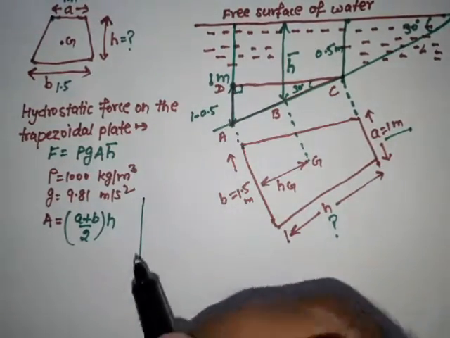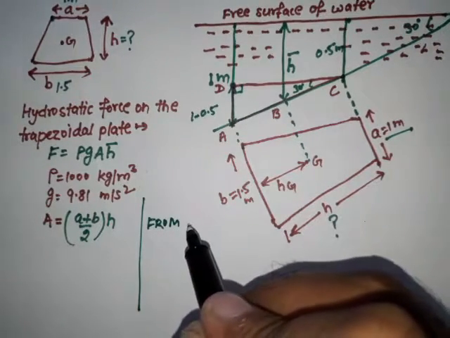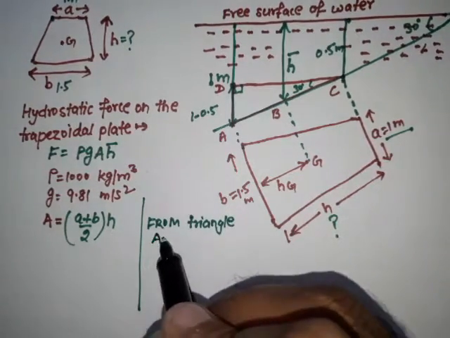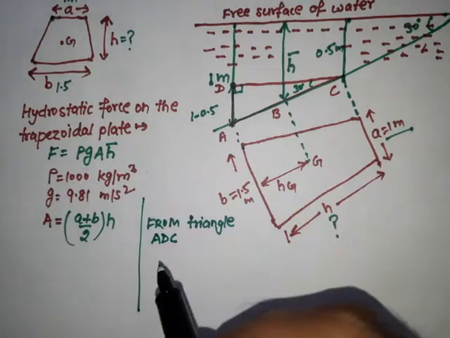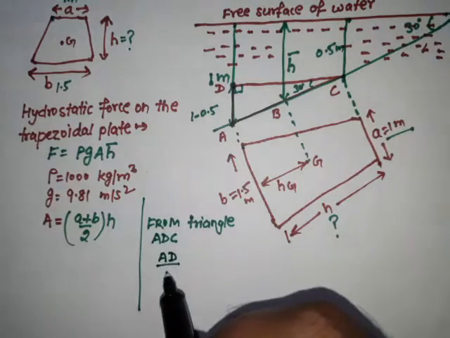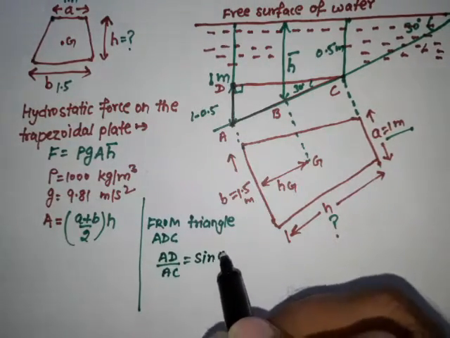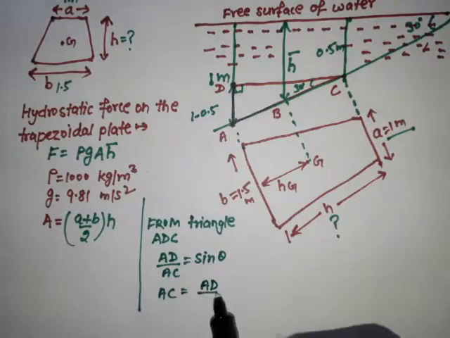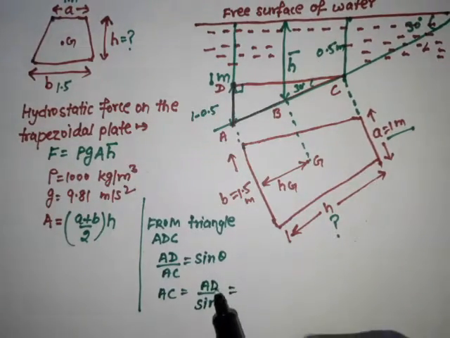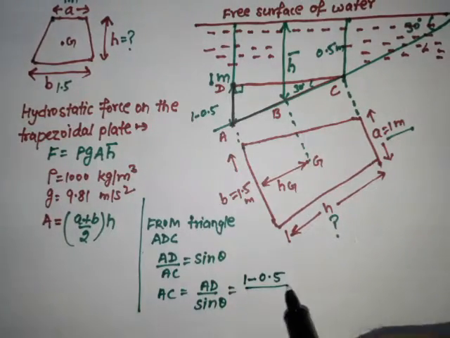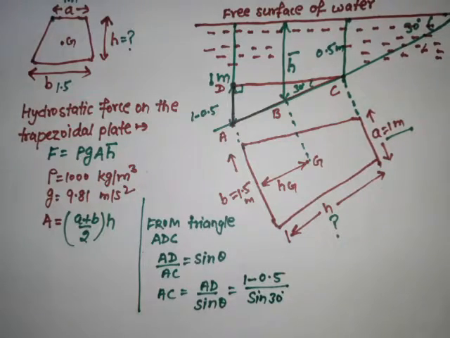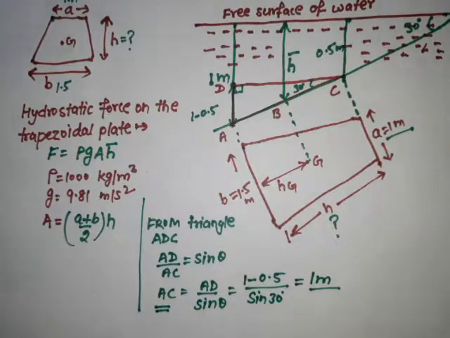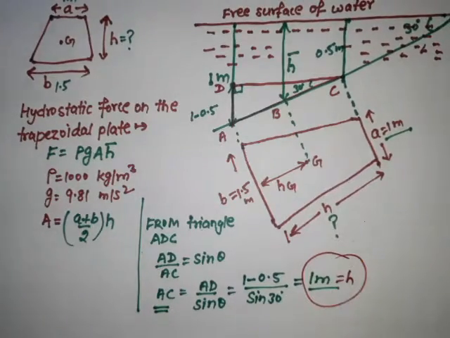So I can write here, from triangle ADC, AD upon AC is equal to sine theta, and here AC is equal to AD upon sine theta, and AD is equal to 1 minus 0.5 upon sine 30 degrees, and this is equal to 1 meter, and this AC is equal to H. So from here, H is equal to 1 meter.